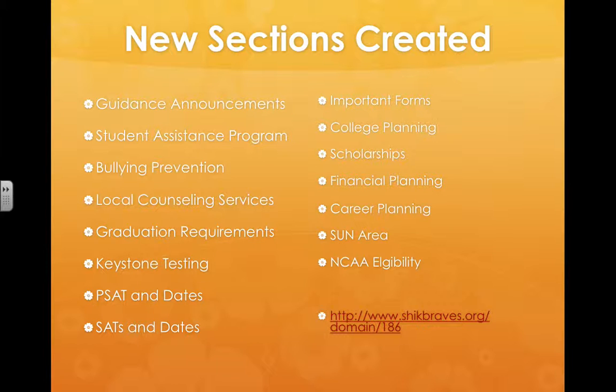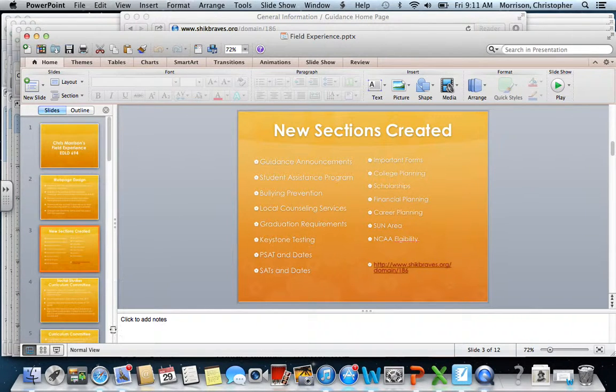They can go onto this web page, click, download forms, print them, fill them out. There's also a college planning page, which provides a list of websites that will help students do college searches and narrow down the type of profession they may want to do after they graduate. A scholarships page, which has all the current scholarships that are being offered by the high school and other businesses and organizations throughout the community. Financial planning, career planning, Sun Area Technical Institute, and also the NCAA eligibility page. Now what I'm going to do right now is take you to the web page that I designed.